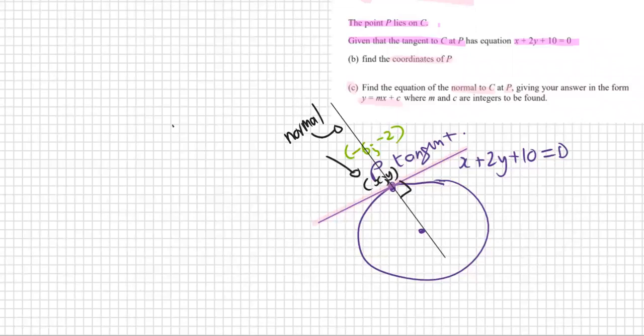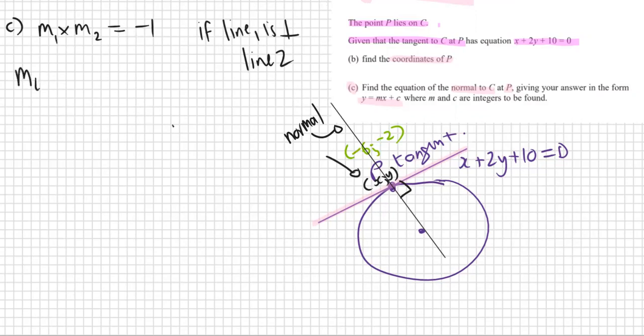So we're getting the equation of the normal, number C. And what's the equation of the normal? What do we know about perpendicular lines? Well, perpendicular lines, m times m equals -1. m1 times m2 equals -1 if line 1 is perpendicular to line 2. So first we need the gradient of the tangent, and then we can work out the gradient of the normal.